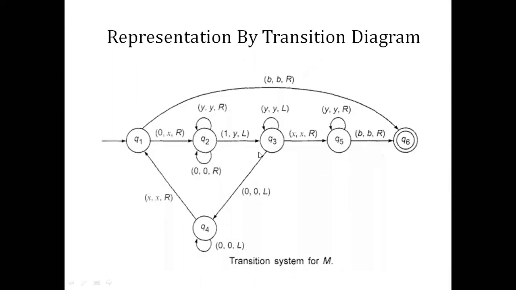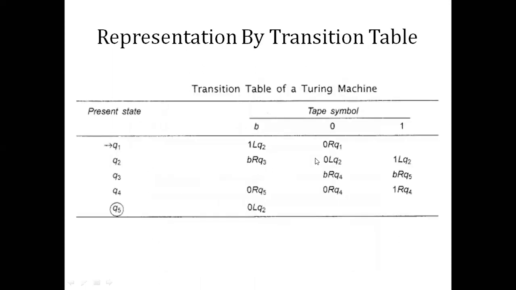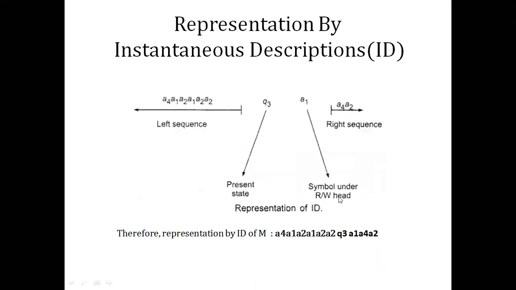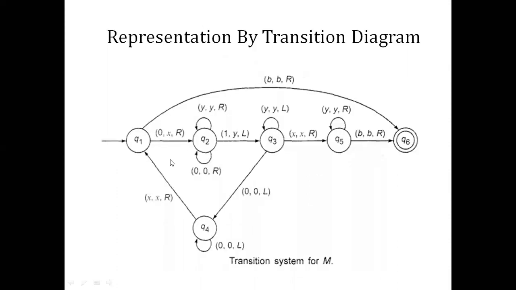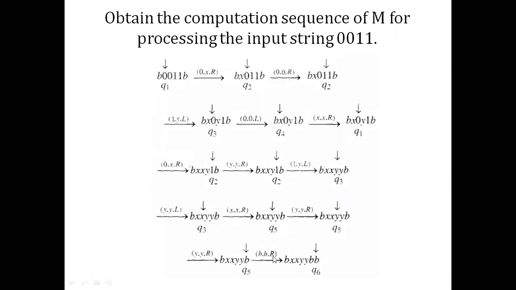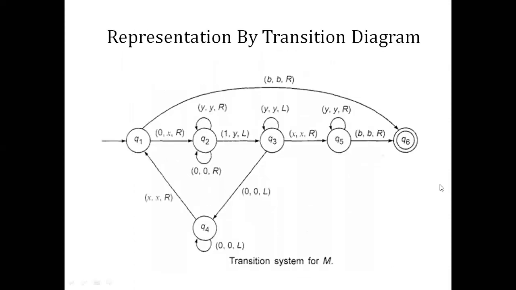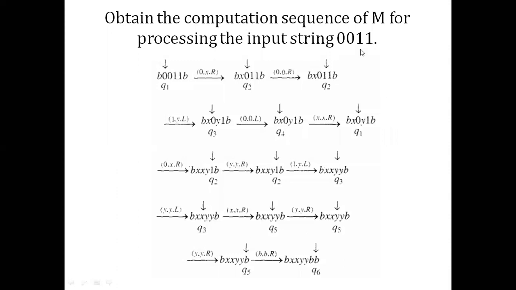So the Turing machine is either described with the help of a transition diagram, a transition table, or ID descriptions. With the help of these descriptions, you can take a particular string and follow the transitions and see, when the complete input is processed, which state the machine enters into. If the machine enters into a state which is marked as an accepting state, then you accept the string, otherwise reject. So that is what is mentioned here.